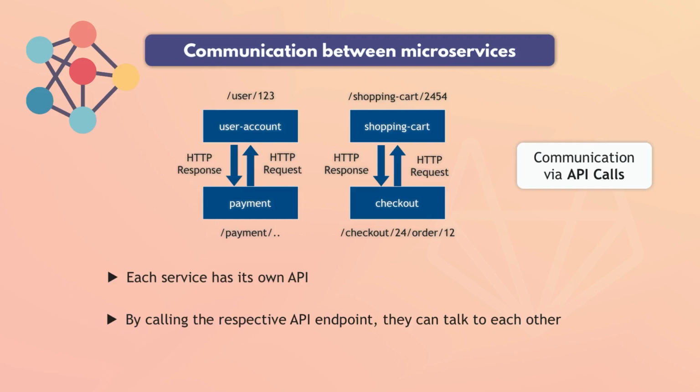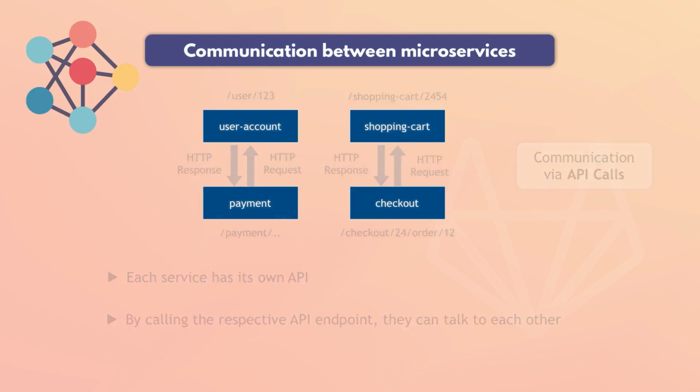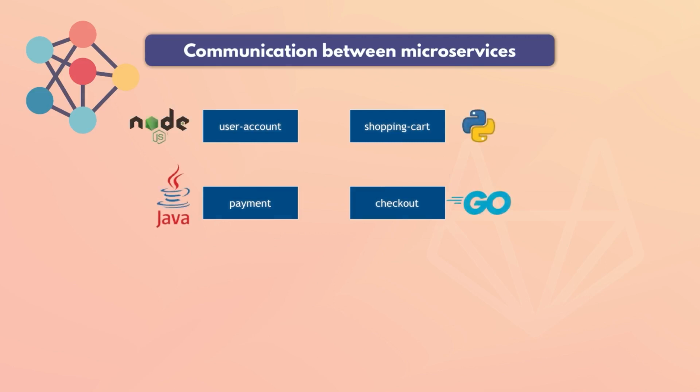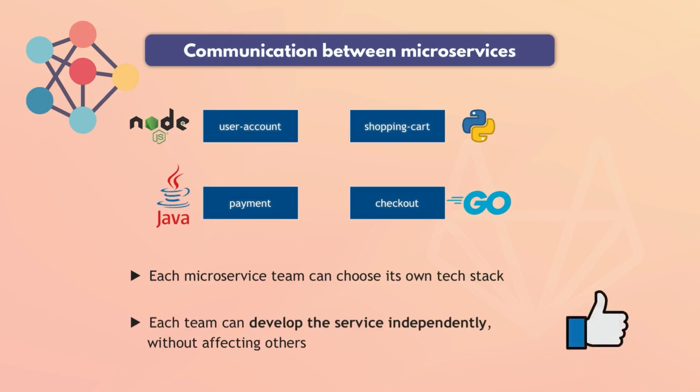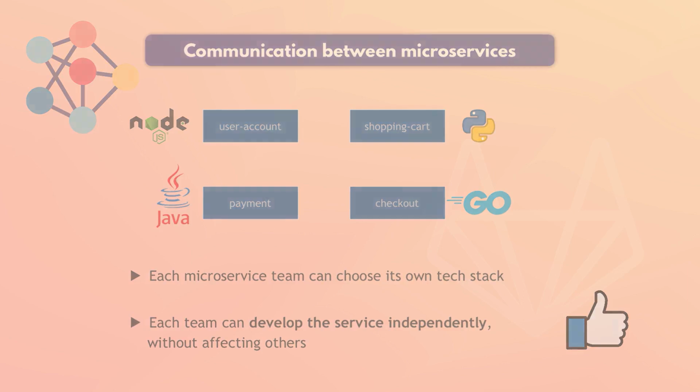And since they are isolated and talk to each other via API calls, you can even develop each service with a different programming language. And you can have dedicated teams for each service that can choose their own technology stack and work on their service without affecting or being affected by other service teams. And this is exactly the most important advantage of microservices architecture compared to the monolith.